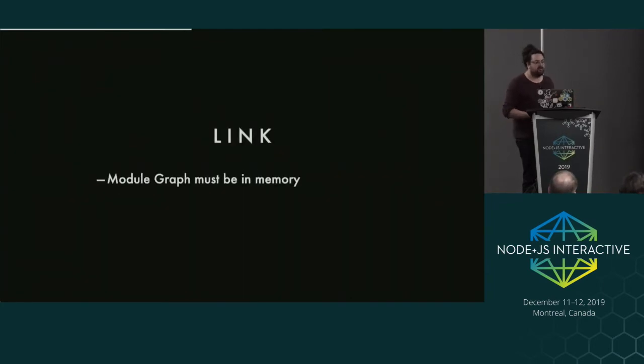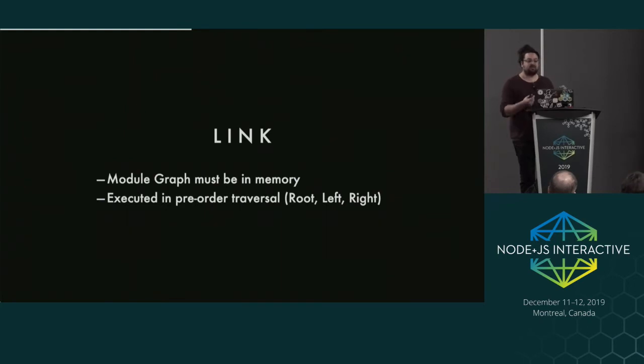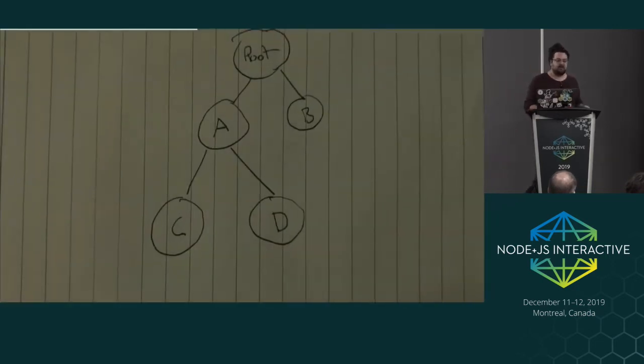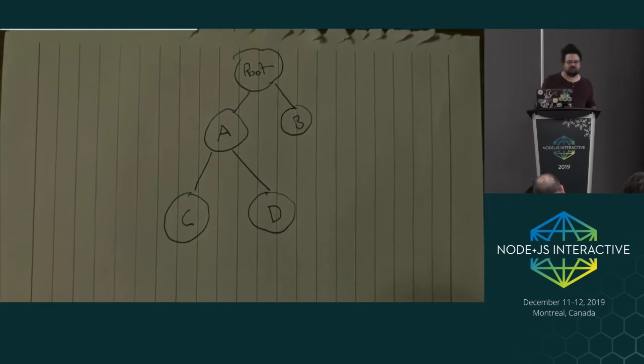That goes then to a linking phase that needs to have the graph in memory. And then in pre-traversal order, so going from the root down, it links your graph, removes cycles, and makes sure that the graph is laid out properly. So we talked about pre-traversal order.